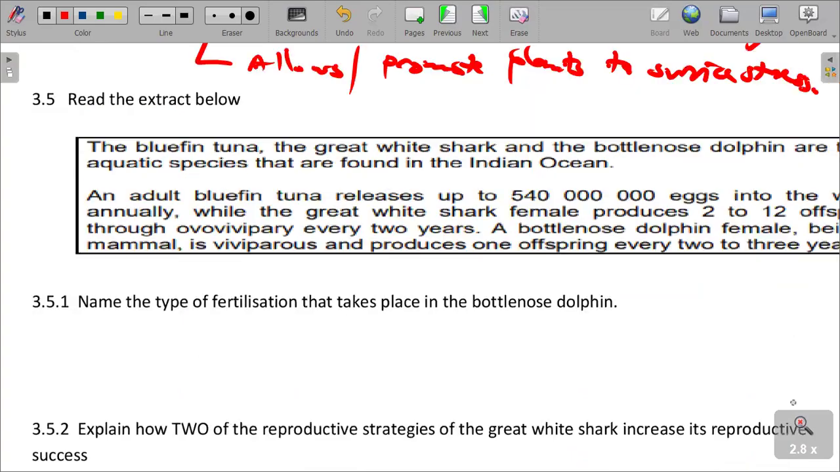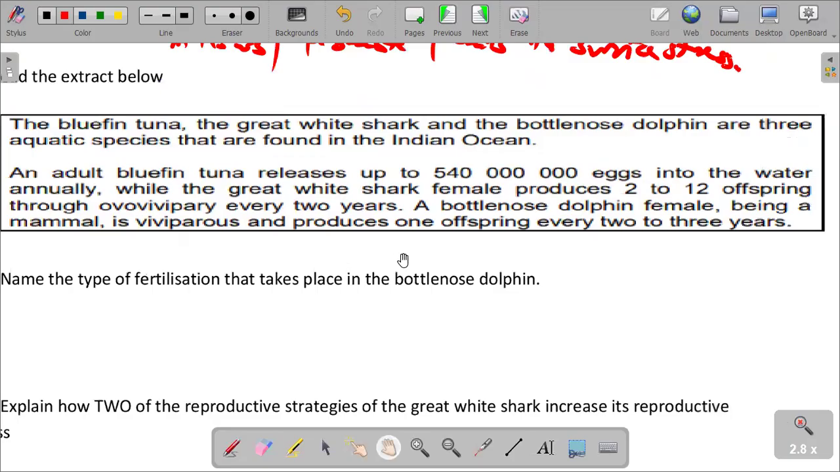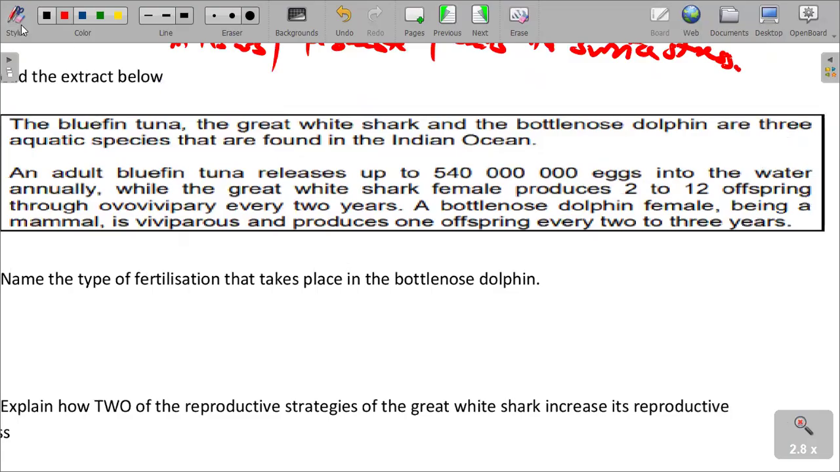And then the last question is here. Name the type of fertilization that takes place in the bottlenose dolphin. What happens with the bottlenose dolphin? We are given that there are three aquatic species that are found in the Indian Ocean.